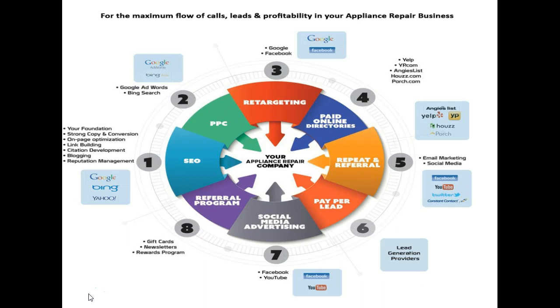So this is the online dominance blueprint. This is what your online marketing strategy should look like if you really want to take advantage of using the internet to get more appliance repair business. So we're doing a series of all these different segments of online marketing, and the conversion element of it is really part of the first one there, SEO.